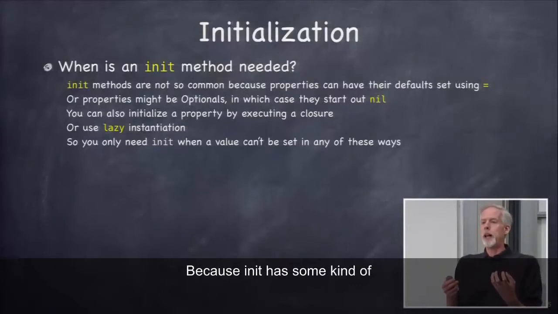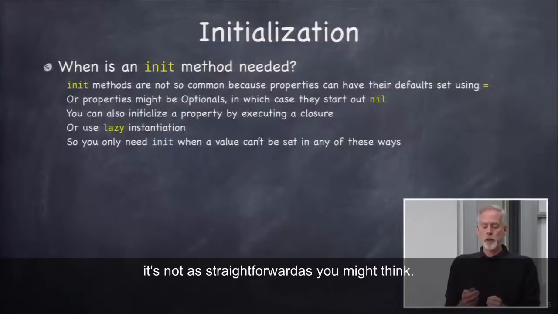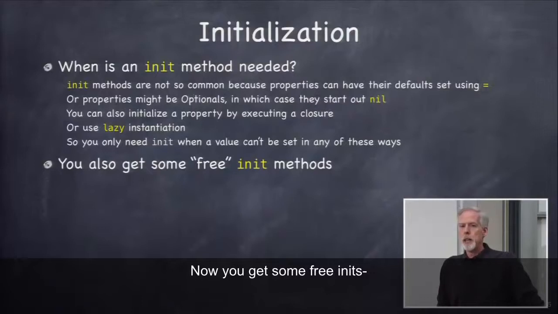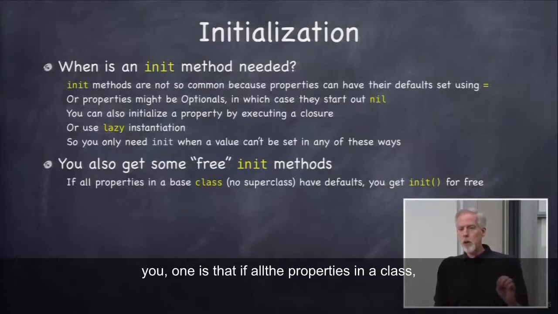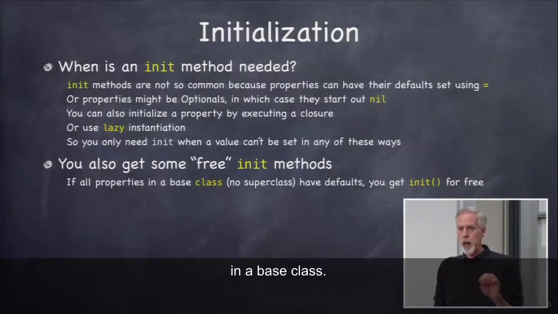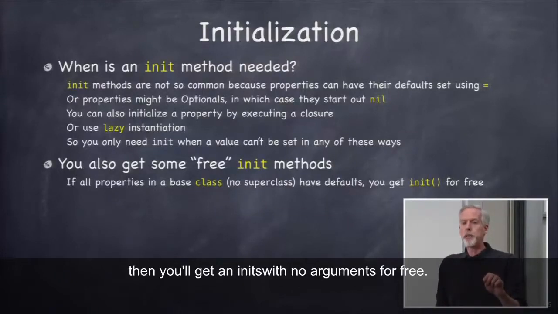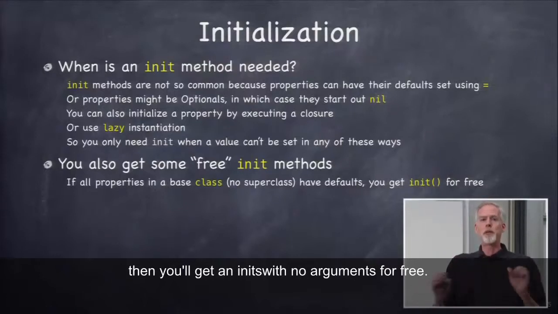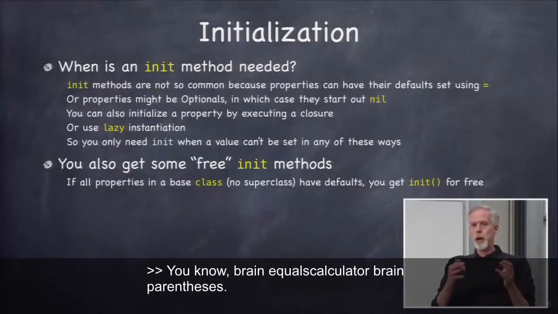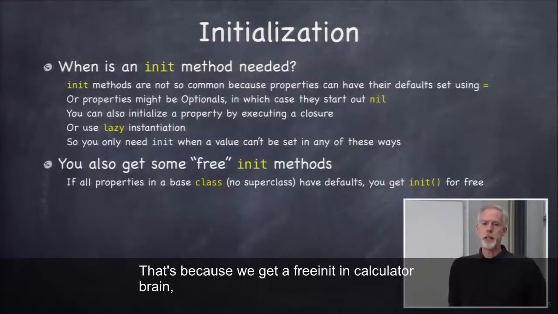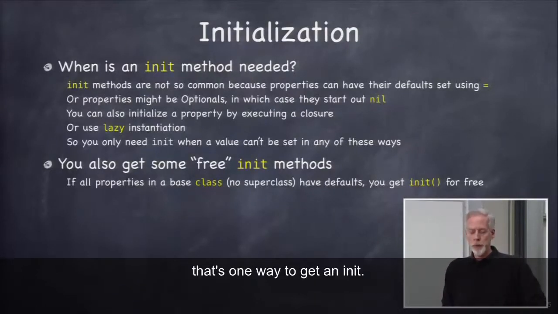So there's a lot of ways to avoid init. But if you do need an init, how do we do init? Because init has some kind of interesting interdependencies. It's not as straightforward as you might think. Now, you get some free inits, inits that get done for you. One is that if all the properties in a base class, something that has no superclass, like calculator brain, all have defaults, then you'll get an init with no arguments for free. So if we hadn't implemented calculator brain's init, we still could have said brain equals CalculatorBrain parentheses. That's because we got a free init in calculator brain, because we initialized all our defaults using equals something. So that's one way to get an init.